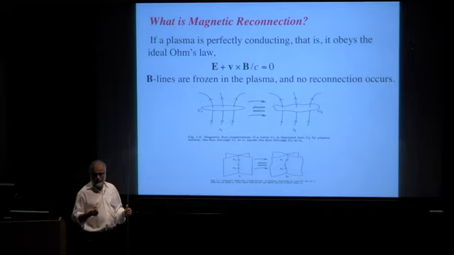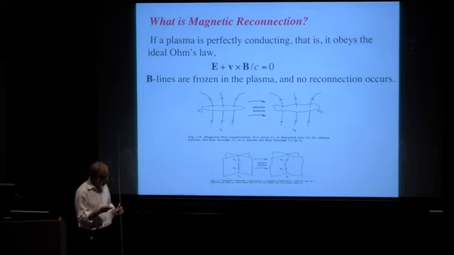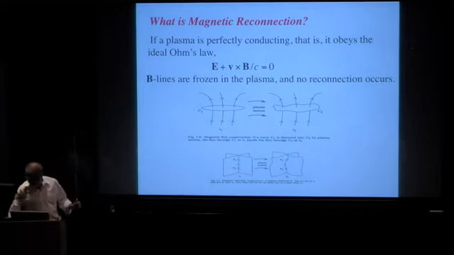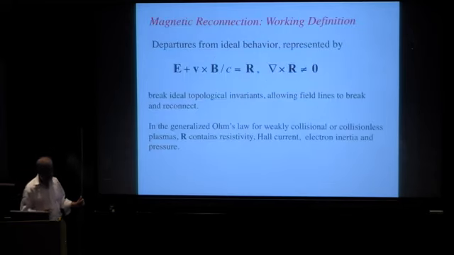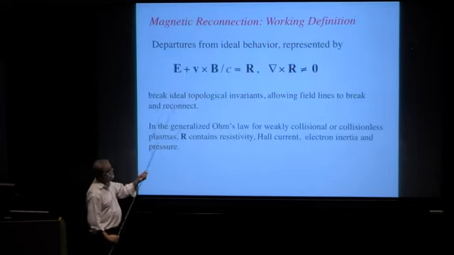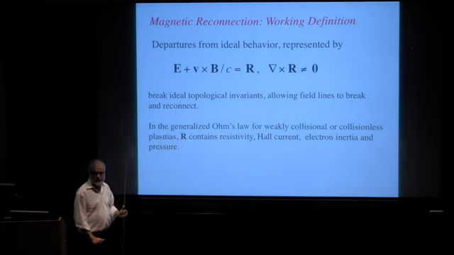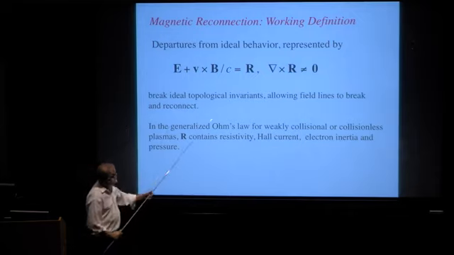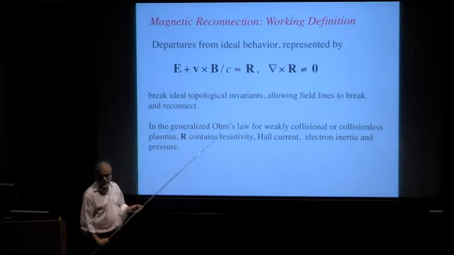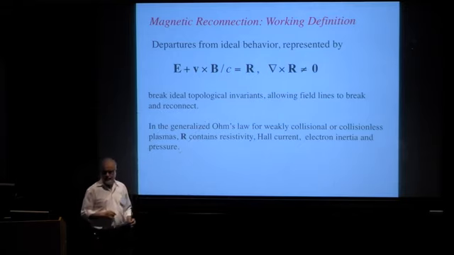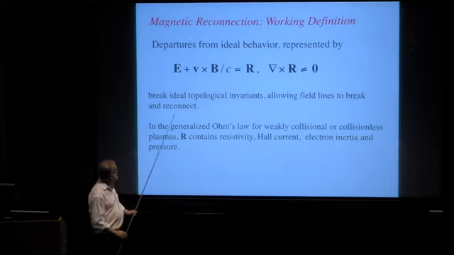This is often a statement of magnetic field lines being frozen in the plasma that you've seen in textbooks. What reconnection does is to break Alfvén's theorem. And that can be done by putting on the right-hand side a quantity R, and a working definition of reconnection is if the curl of that quantity is non-zero, then Alfvén's theorem will be violated. Not R by itself, but the curl of R.